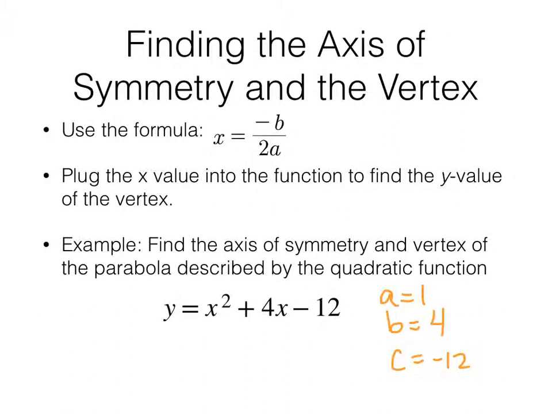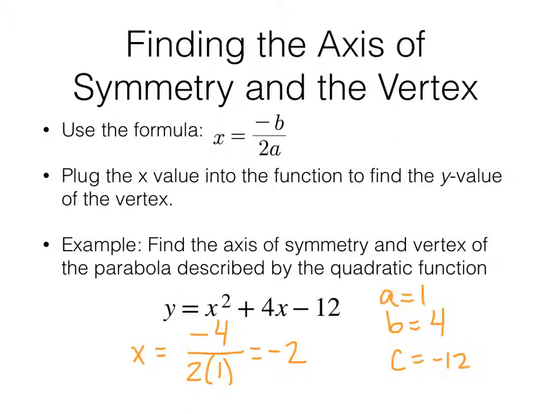So I want the opposite of B, so the opposite of 4 is negative 4, divided by 2 times A, which is a positive 1, in x equals. So negative 4 divided by 2 is negative 2. And that gives me my axis of symmetry.